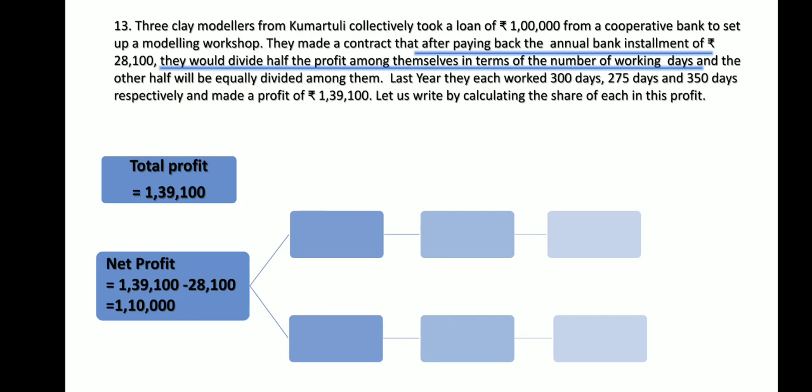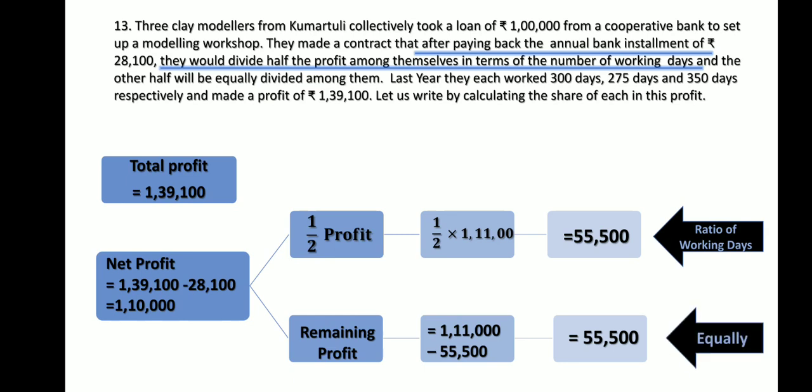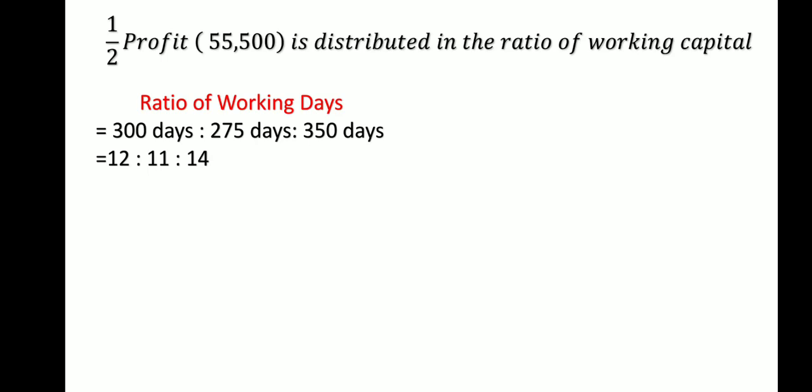Now this is distributed. Half of the profit is distributed in terms of working days, and the remaining profit is distributed equally, and we have 55,500. The question tells us that this profit is in the ratio of working days, and the remaining half will be distributed equally. So we will be distributing 55,500 in two parts. The first part, half of the profit, that is 55,500, is distributed in the ratio of working days. The ratio of working days is given.